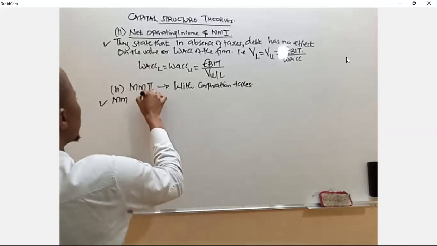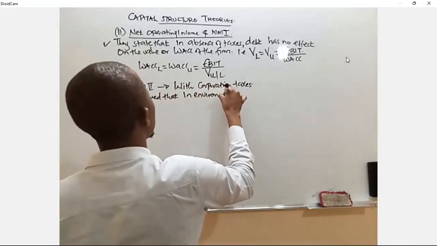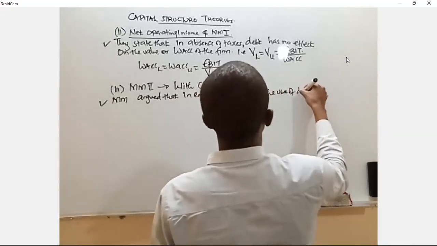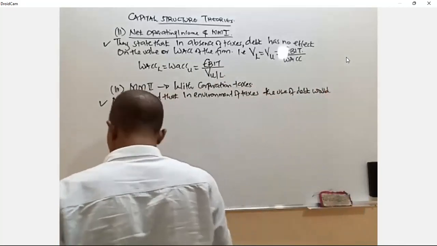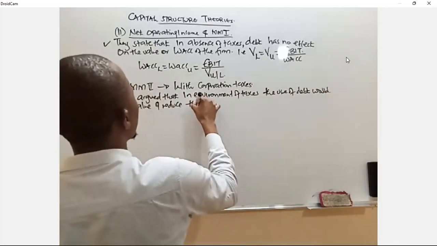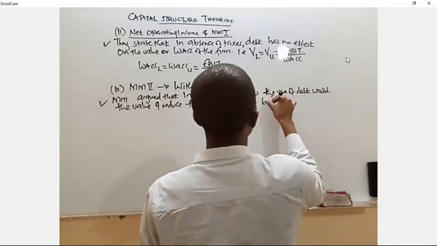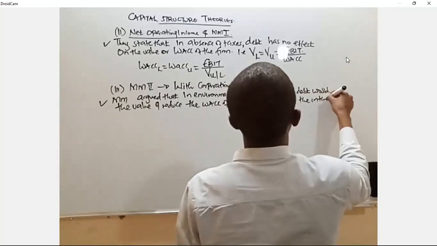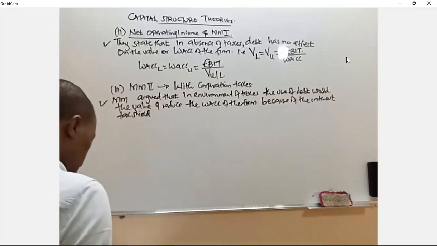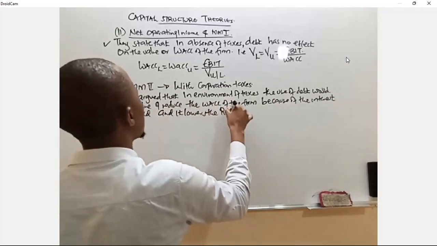I say here, Modigliani and Miller argued that, in the environment of taxes, the use of debt would increase the value of the firm and reduce the WACC of the firm, because of the interest tax shields, and it lowers the risk to the investor.